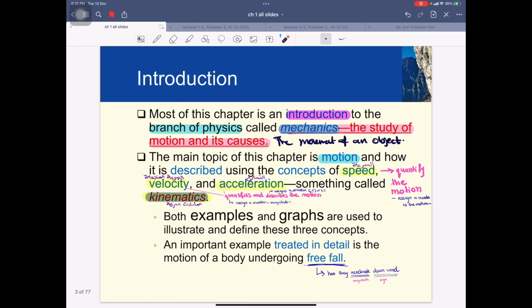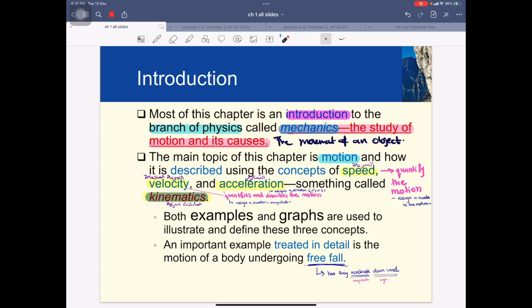Introduction. Most of this chapter is an introduction to a branch of physics called mechanics. Mechanics إيش هي؟ The study of motion and its causes. So mechanics هي ندرس ميكانيكية الشيء، كيف قاعد بيمشي ال object, how it's moving, the motion, why is it in motion, and like that. So it's simply the movement of an object.